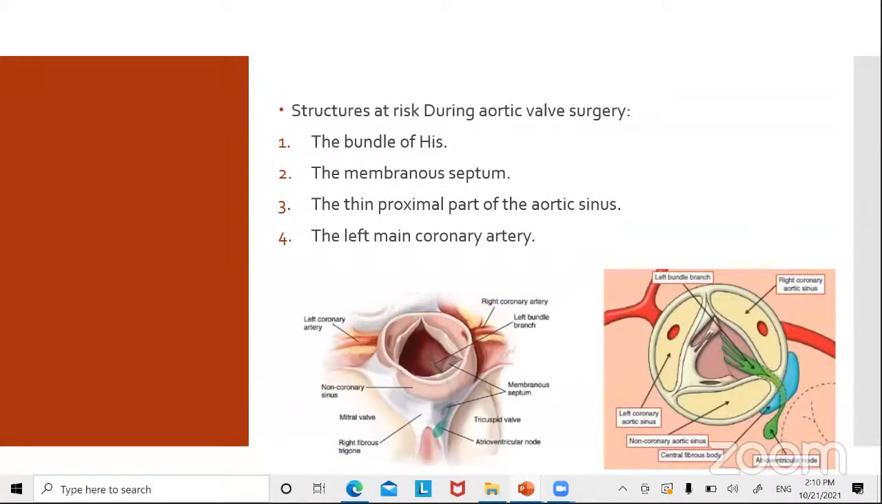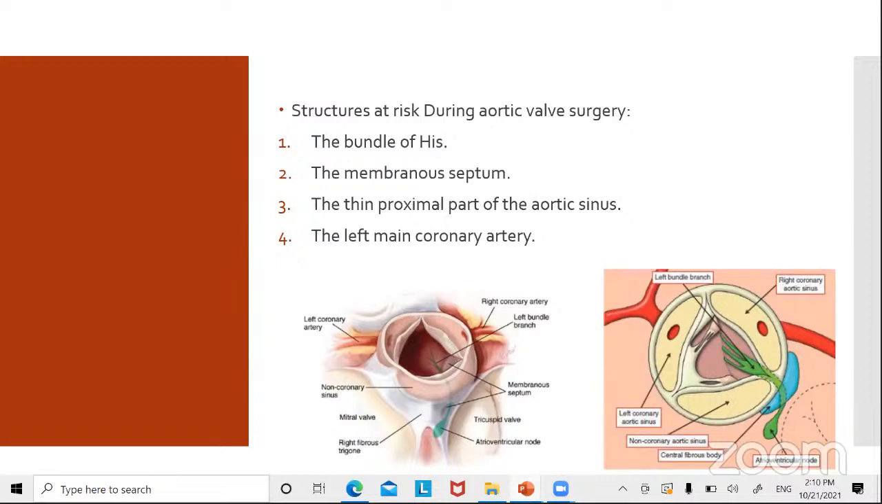Structures that are at risk during aortic valve surgery. Number 1, we have the bundle of His, which is the most important structure. It is normally located at the junction between the membranous and ventricular septa in the subcommissural area between the non-coronary and the right coronary sinus.